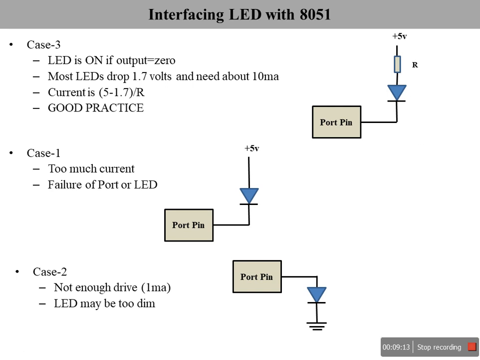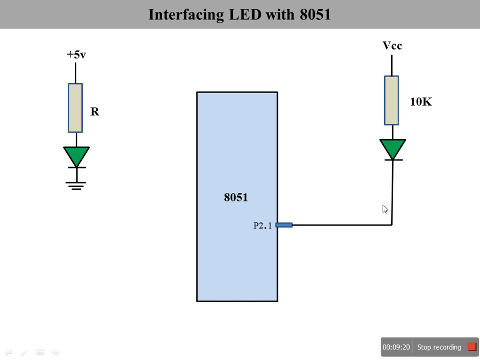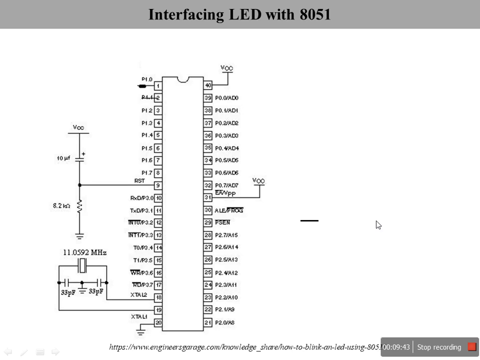In the following examples, I'll be using the same setup for interfacing the LED. Here is an LED connected through a power supply and a current limiting resistor. The same setup is interfaced to, say, the second pin of port 2 of the 8051. This is how I'll be interfacing an IO device, that is the LED, to the 8051. Right. So let's look at the practical circuit of this.